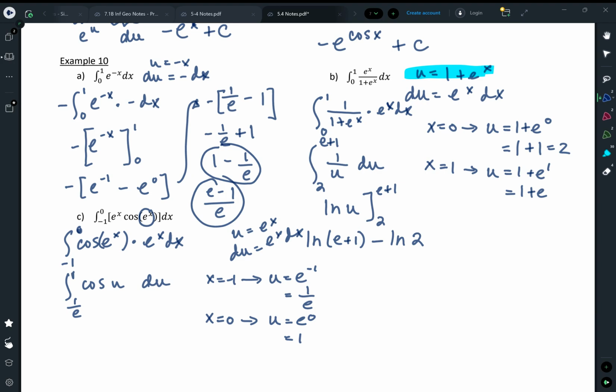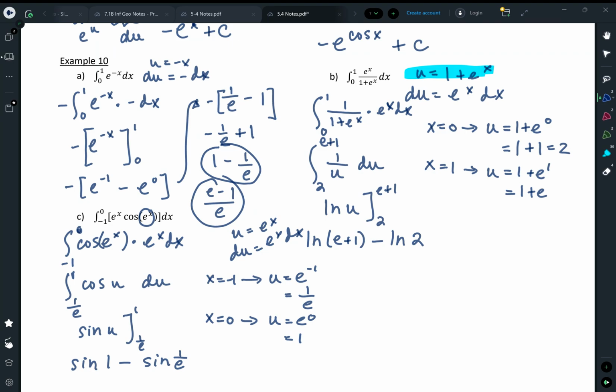So when I go ahead and integrate this, when I integrate cosine, I get sine. So now I have sine u from 1 over e to 1. And so we're going to have the sine of 1 minus the sine of 1 over e. Or maybe just e to the negative 1 power would have been better there. And I'm not going to worry about evaluating that again. So this is a great answer.